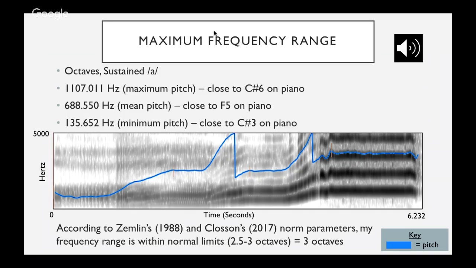So the first one is maximum frequency range, and this is the minimum to maximum pitch that your voice can go, so the range that your voice speaks in. To measure this, I measured my voice on a sustained ah vowel, starting on a very low note, which was a C sharp, and I went up 3 octaves to a C sharp. I transferred that from the hertz numbers on here and found that those numbers transferred into 3 octaves and they fall within normal limits.